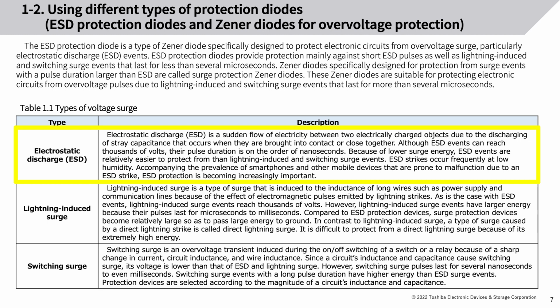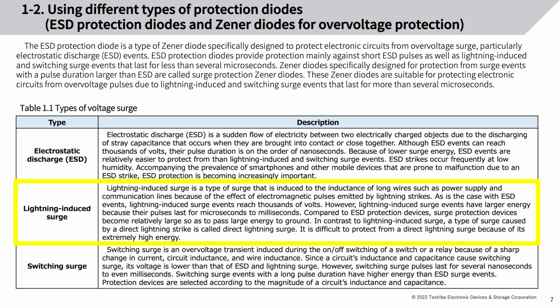Accompanying the prevalence of smartphones and other mobile devices that are prone to malfunction due to an ESD strike, ESD protection is becoming increasingly important. Lightning-induced surge is a type of surge that is induced in the inductance of long wires such as power supply and communication lines because of the effect of electromagnetic pulses emitted by lightning strikes.